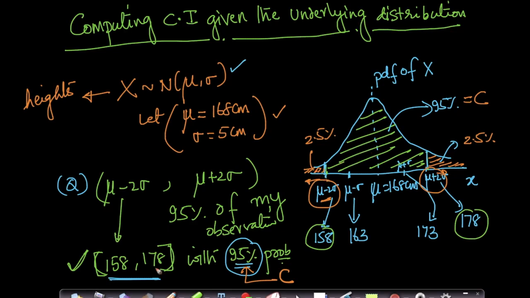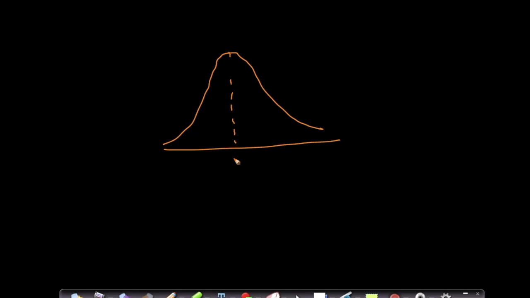So let me draw the Gaussian distribution again carefully so that I can explain a simple concept much more clearly. Okay, so this is my mu. Let's assume this is my mu minus 2 sigma and this is my mu plus 2 sigma.